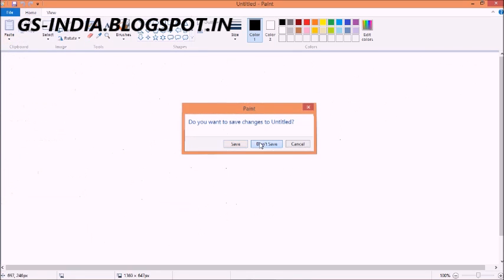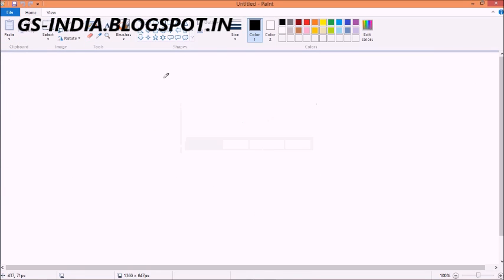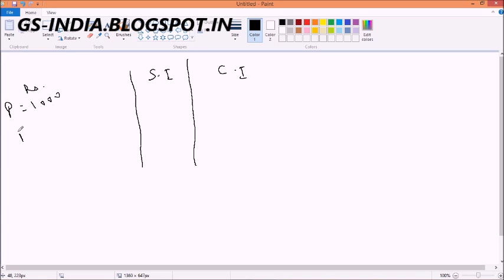Let's suppose I am taking a column for simple interest, one column for compound interest. Suppose the principal with me is rupees 1000. The rate of interest is 10%, and the time period that I am talking about is 2 years.